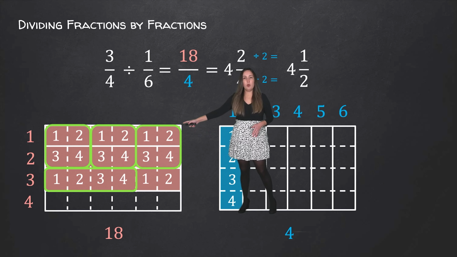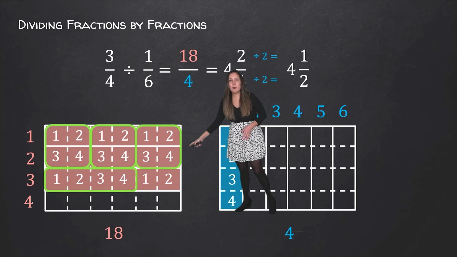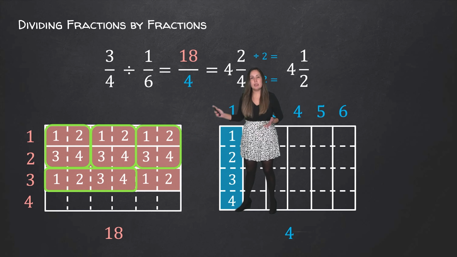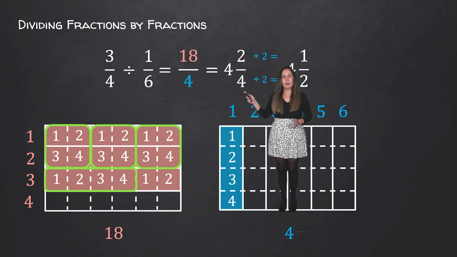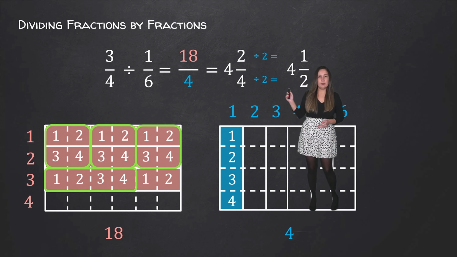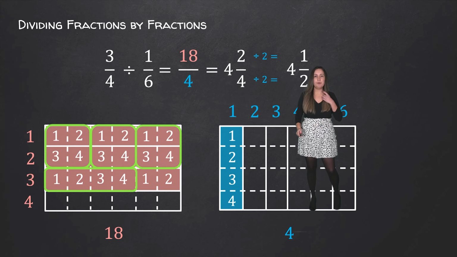Here, we got a total of 4 groups. That's how we got our whole number. And then we have 2 extra pieces left over that are not enough to make a whole group, but we know that it's 2 out of 4 because 4 pieces would make a whole group. So then we're going to simplify 4 2/4 into 4.5. So that's how we got our mixed number using our model.